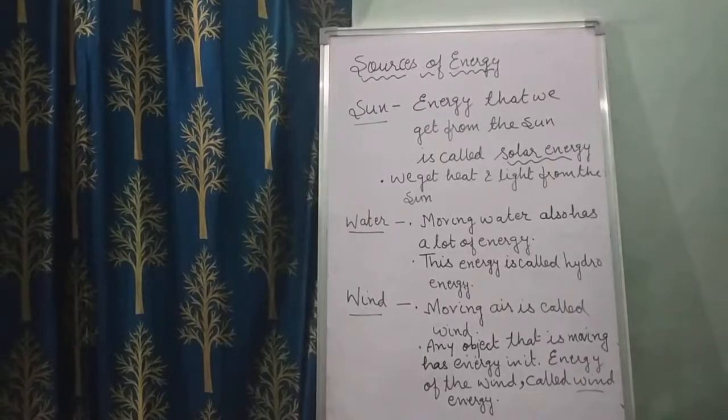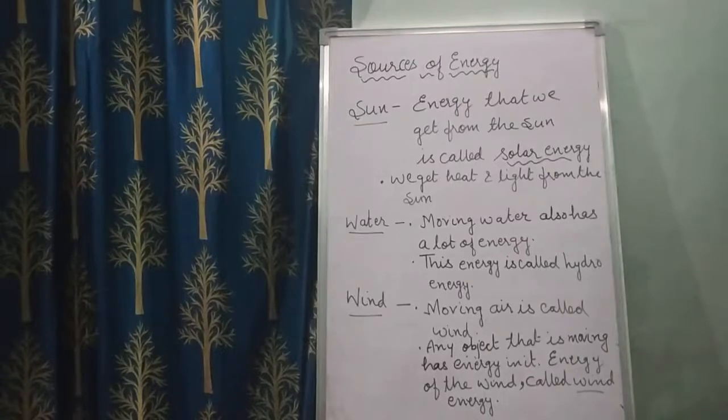So these are the natural sources of energy: the sun, water and wind. Children, we have completed this chapter. In this chapter we have studied about force. A push or pull is called a force. Types of force were gravitational force and friction. We have also learned about work and energy, right?